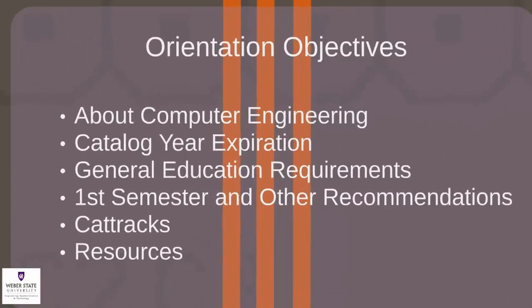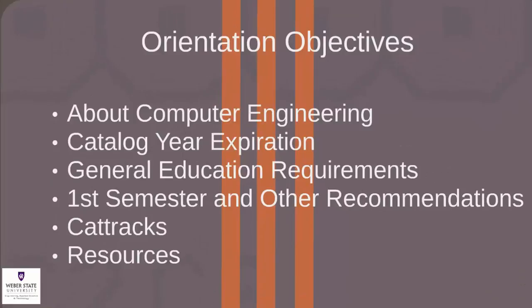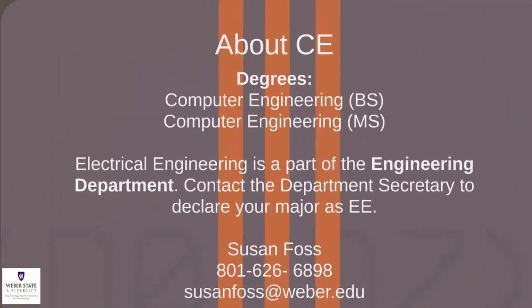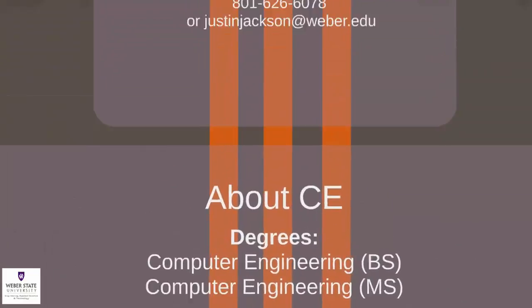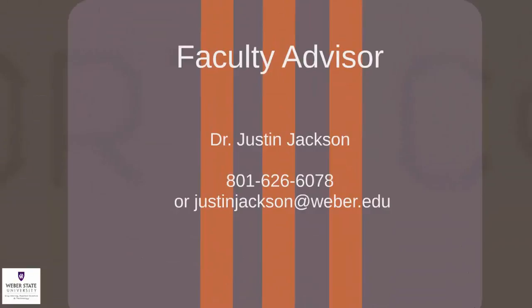The purpose of this online orientation is to connect you with your program department, explain catalog year expiration, provide an understanding of general education requirements, and provide helpful student resources. The Computer Engineering program is housed in the Department of Engineering. If you need to declare Computer Engineering as your major, contact the Department Secretary. You will work closely with your faculty advisor. Be sure to have your W number on hand when contacting your advisor.